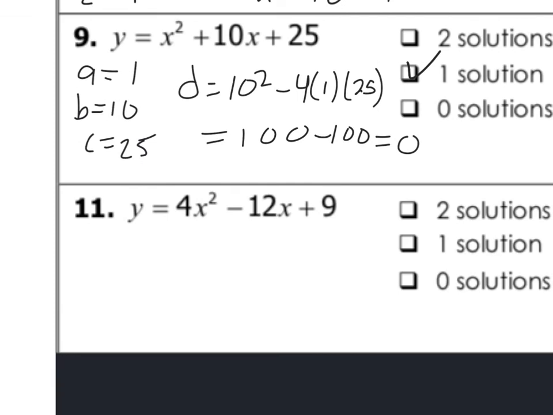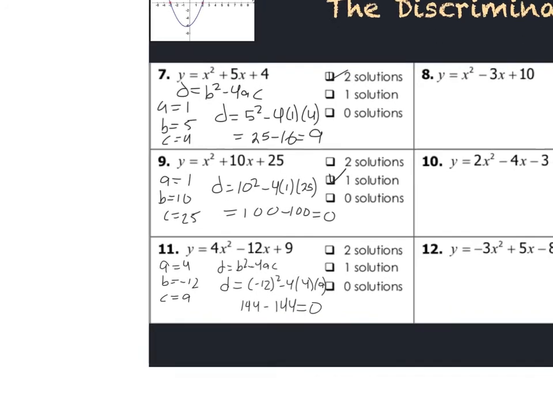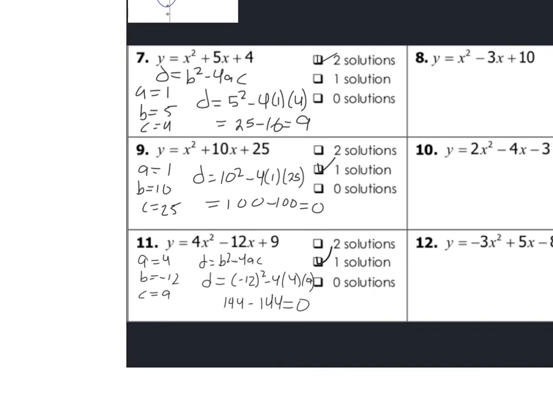And then one more we're going to do. A is going to be equal to 4. B is going to be equal to negative 12. C is going to be equal to 9. Remember, the formula is D equals B squared minus 4AC. So D equals negative 12 squared minus 4 times 4 times 9. Negative 12 squared is 144, and that is minus 144. So 144 minus 144 is 0, which means that we are going to have one solution.